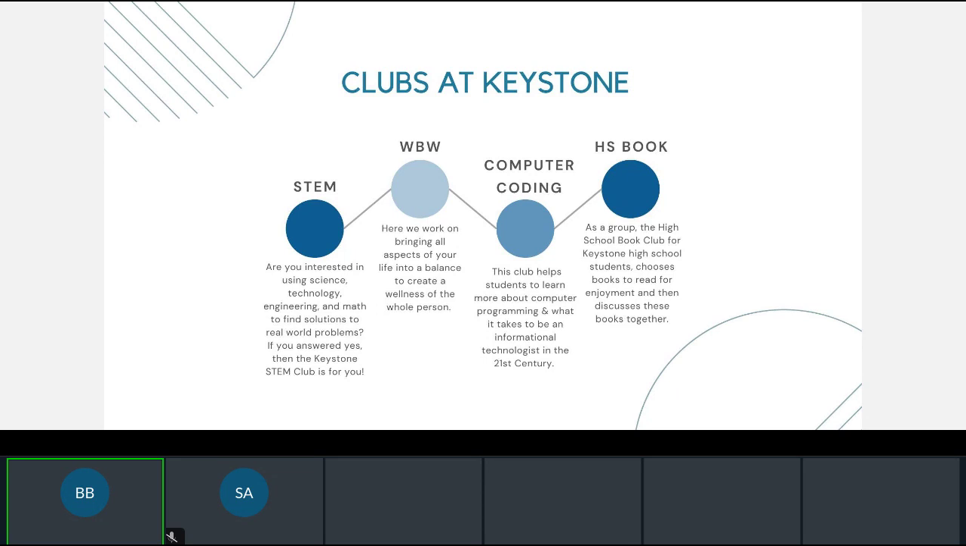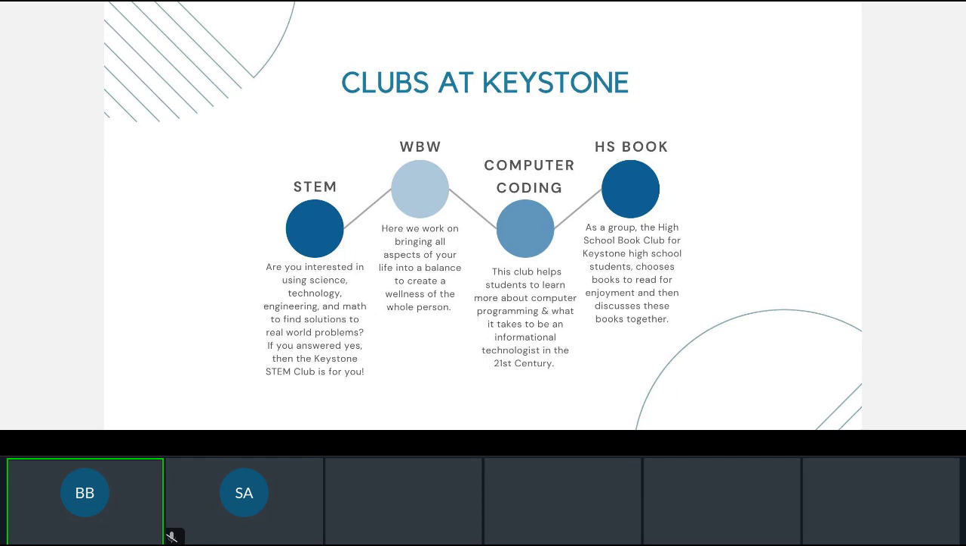And then we have a high school book club. Each month, the high school book club votes on a book to read, and then they have an actual in person via a virtual room discussion about the book, as well as having discussion boards available for discussion of the book.